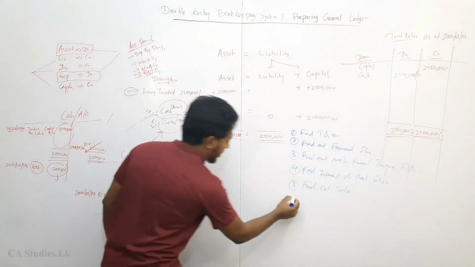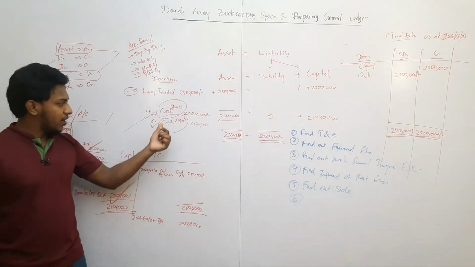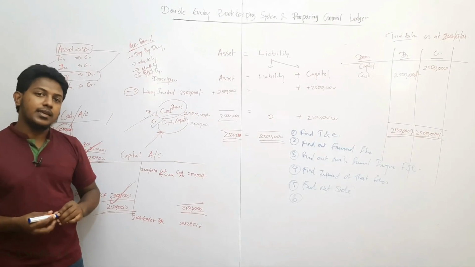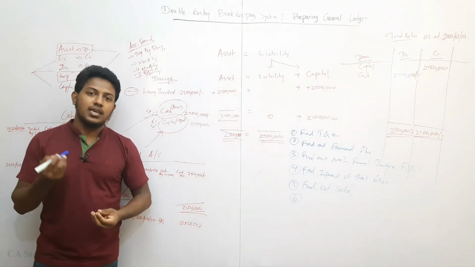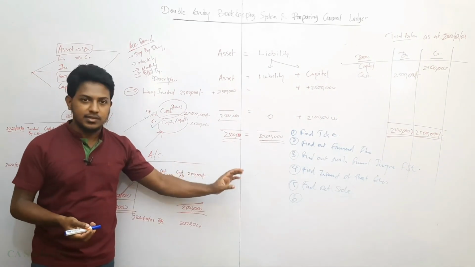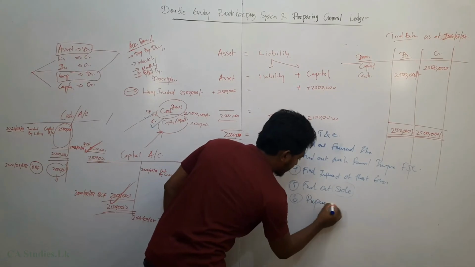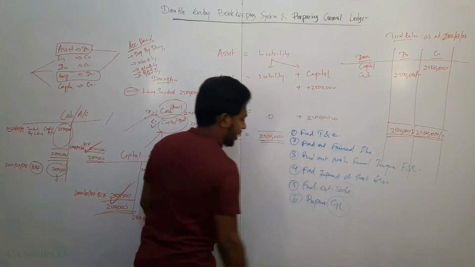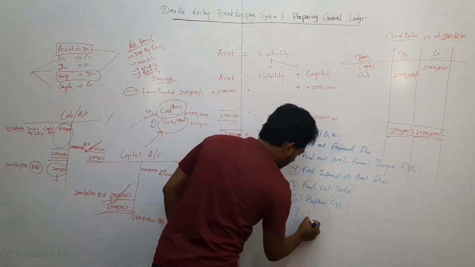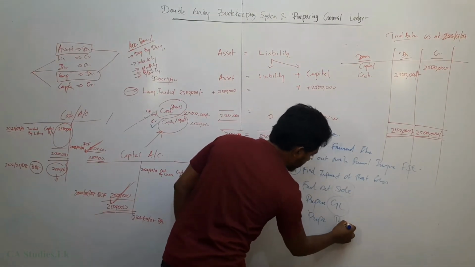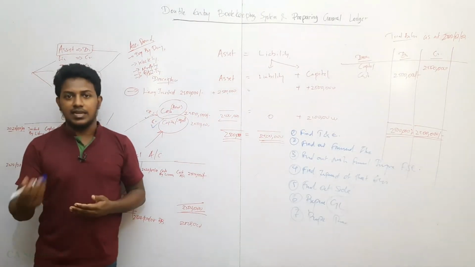Now pass the double entry based on this. Always take the easiest one first. Cash increases, asset increases, debit increases. Capital increases, equity increases, credit side increases. Find out the double entry, then prepare the GL. After preparing the GL, close the GL and prepare the trial balance. Once the trial balance is prepared, we will prepare the financial statements. That we will learn next.